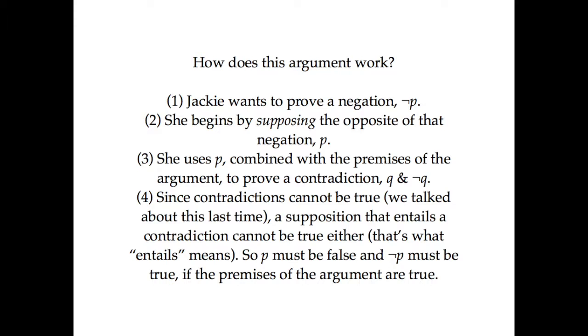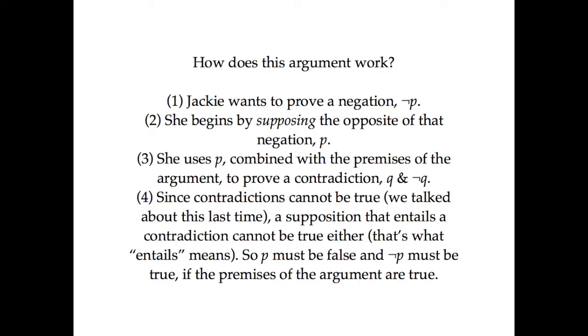All right, now, I do not want you to think about whether all of the premises of this argument are true. What I want you to think about is the logical structure of what Jackie says here, all right? And it really comes in like 4 different steps. Jackie wants to prove a negation, not P. She wants to prove that God does not exist. And so she begins by supposing, or by pretending, the opposite of what she wants to prove. She supposes that God does exist.